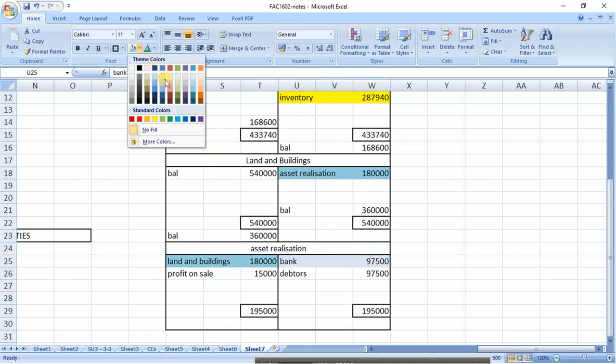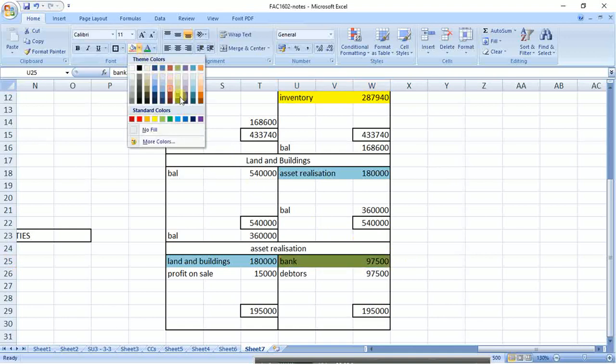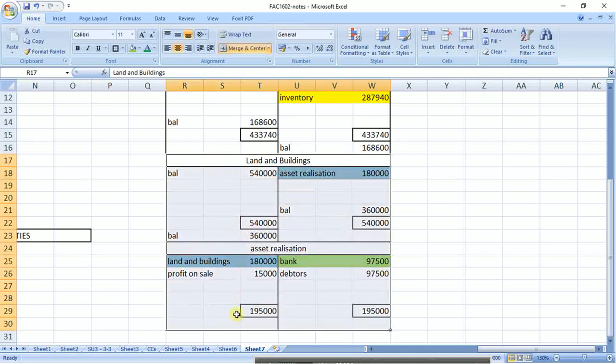What do I want? I want that. Inflow, outflow? Inflow. But you don't have a sale. I did. I sold. I sold part of the land and buildings. So if I sold part of the land and buildings, this half is the inflow. Because this is what would have shown the actual movement in your balances.